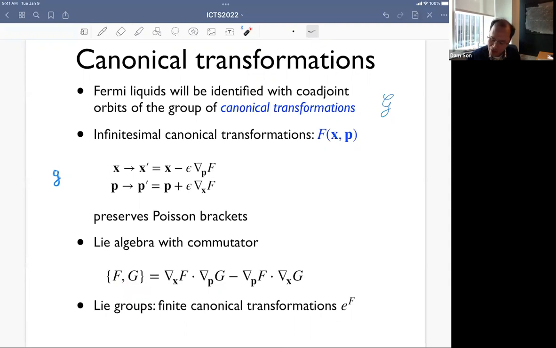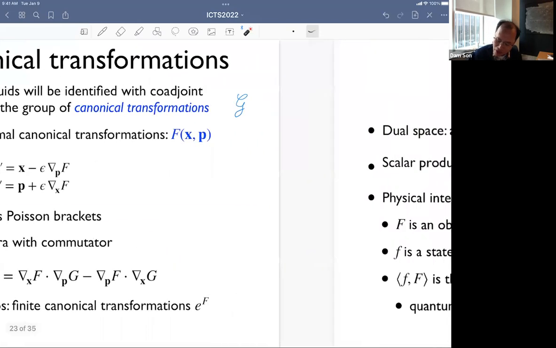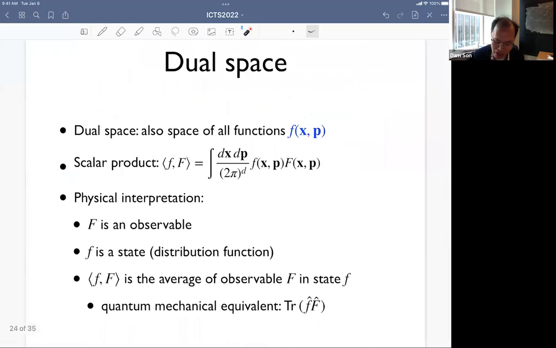So the group that we are dealing with is a group of canonical transformations, and the algebra is parameterized by a function of phase space, capital F of X and P. And now what is the dual space? The dual space, again, is a function of X and P, and the scalar product is the integral of small f times big F. So this is now the dual space G star.